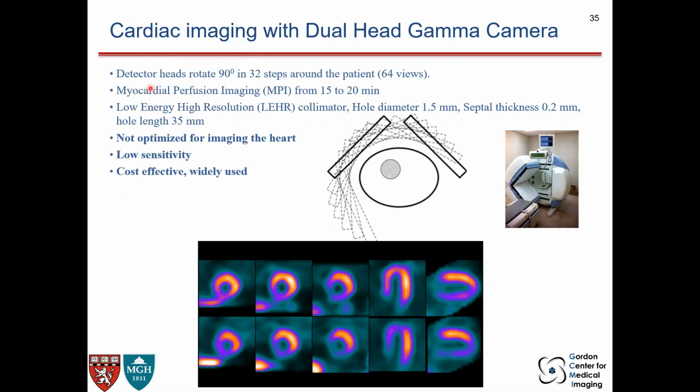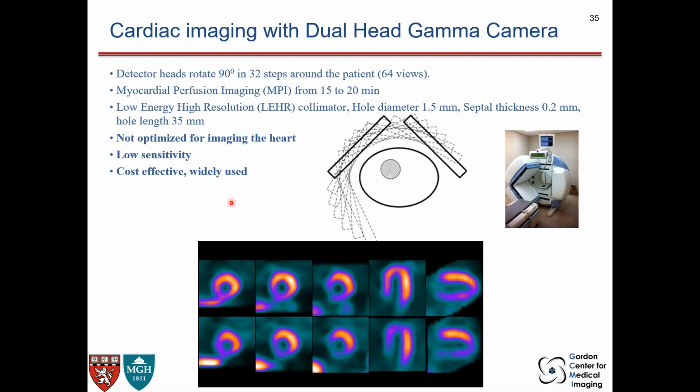Typically with the dual head gamma camera, MPI imaging takes about 15 to 20 minutes, and a low energy, high resolution collimator with a hole diameter of 1.5 millimeters, a septal thickness of 0.2, and a hole length of 35 millimeters is used. And again, it is not optimized for imaging a heart. Very low sensitivity, but the cost is very decent. And at any medical center that you go to in this country, at least, there is a gamma camera sitting there. So it's widely available.